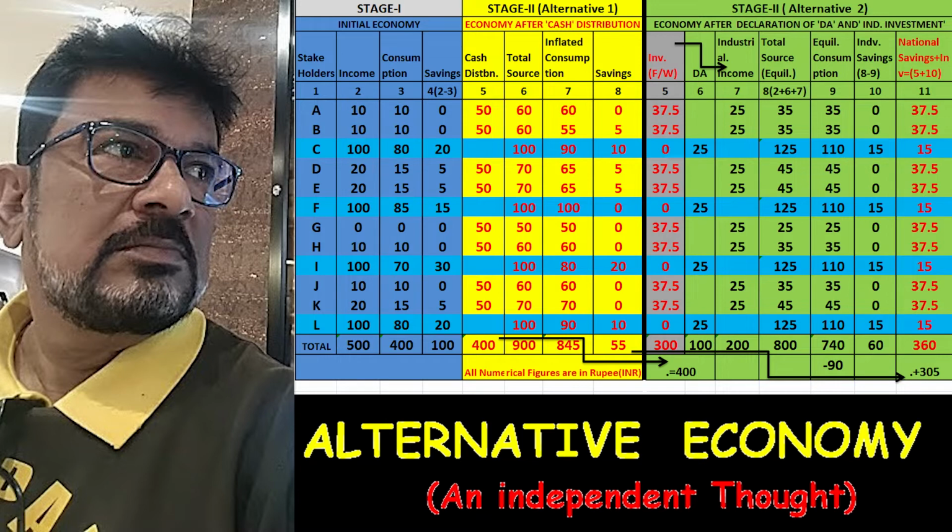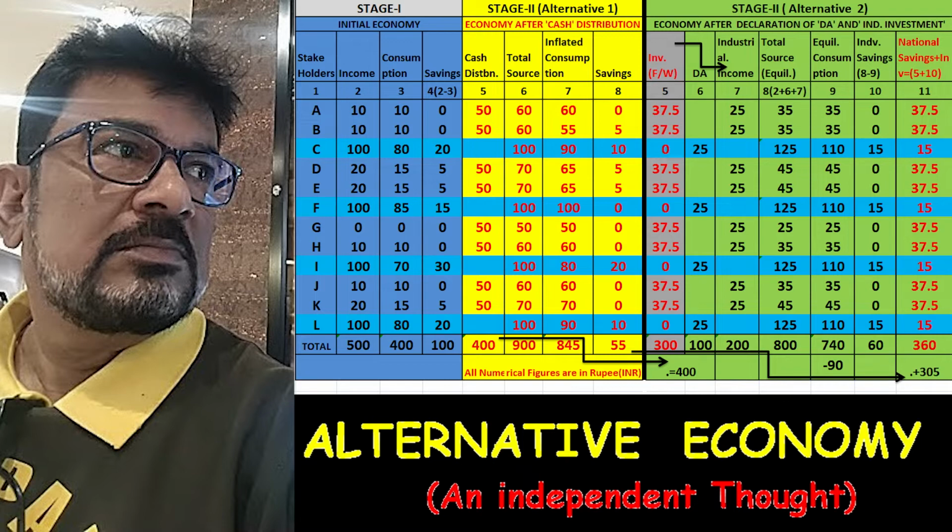37.5, 37.5 and 300, income has been generated, that is the industrial income, which has been shown in column 7, that is A 25, B 25, D 25, E 25 and like that. That is income generated of 200, extra income generated by investing rupees 300. That is, after investing rupees 300 in fixed capital or working capital or in business, income generated is rupees 200 and rupees 100 has been directly distributed as benefit to the stakeholders who have stable income. Now what has happened here?